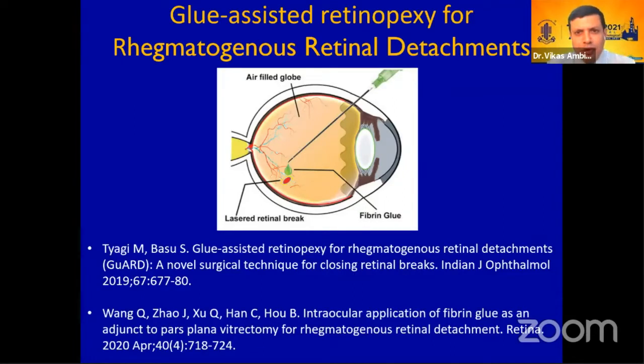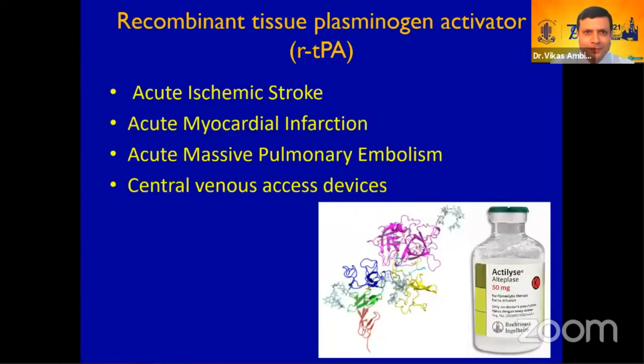Now, in this condition, what you're doing is you're settling the retina with the air fluid exchange, you're sealing the break with fibrin glue. So after surgery, you do not need to inject silicone oil or gas in the eye. That's a big advantage because from the first post-operative day, the eye would be filled with BSS and the individual would have a good post-operative visual acuity.